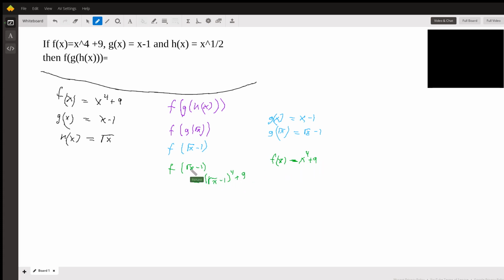f was given square root of x minus 1. So f did what f is programmed to do. It took what you gave it, it raised it to the fourth power and added 9 to it. And that's your answer. So it's a little tricky, but not that bad if you just keep a clear head and deal with it one layer at a time. And you'll find that these things are really not so bad with a little bit of practice.